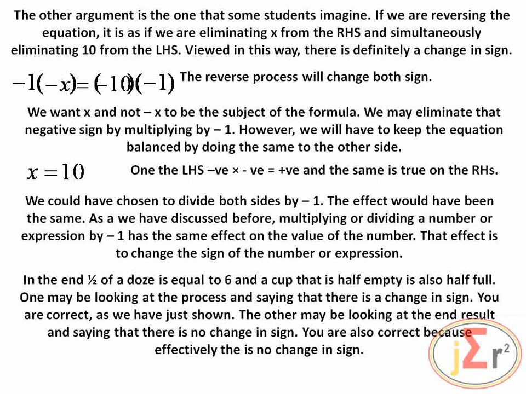In the end, a half of a dozen is equal to 6, and a cup that is half empty is also half full. One may be looking at the process and saying that there is a change in sign. If you look at the process in graphic details, you are correct, as we have just shown. The other may be looking at the end result and saying that there is no change in sign. You are also correct, because effectively there is no change in sign.